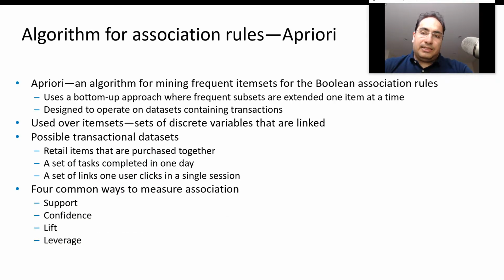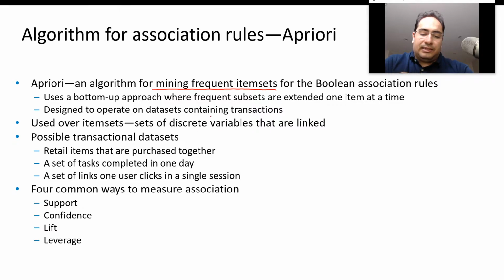So Apriori is one of the oldest algorithms that is used for association rules. There are many algorithms for this. One is Apriori, which is what we're going to talk about today. It's an algorithm for mining frequent data item sets and for Boolean association rules. It uses a bottom-up approach. It counts the item sets that are bought together in a transaction, and then it tries to find more and more interesting item sets.